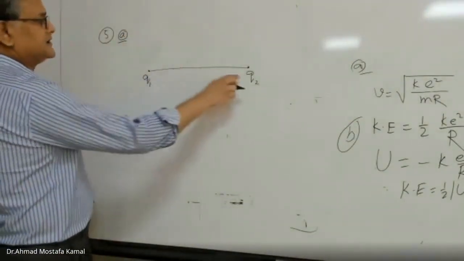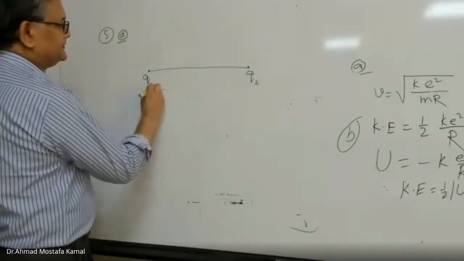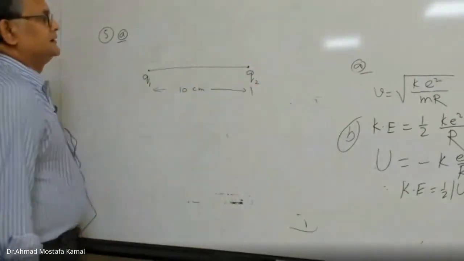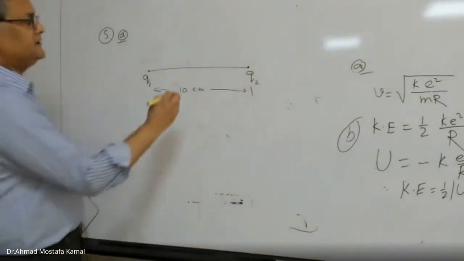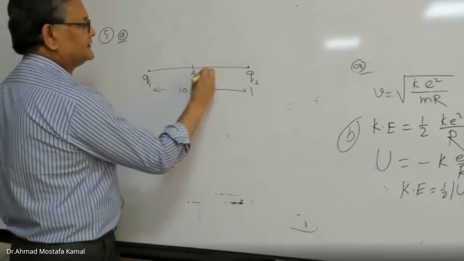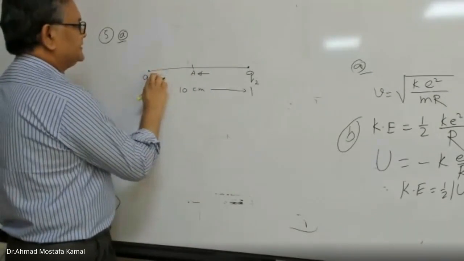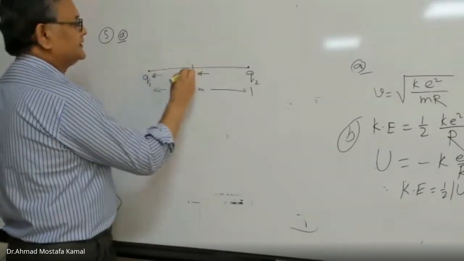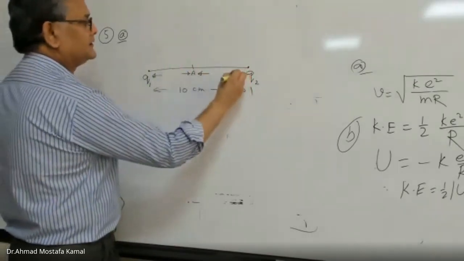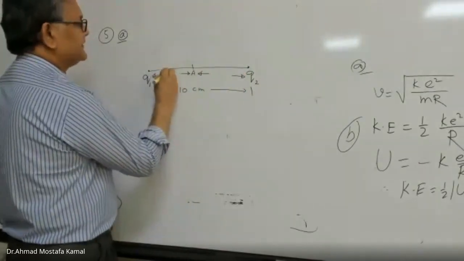Two charges are 10 centimeter apart. Distance between them is 10 centimeter. Don't forget to convert it into meter. And point A is midway between them. Midway means midpoint. So what is the distance between point A and Q1 charge, and point A and Q2 charge? So obviously it is 5 centimeter.